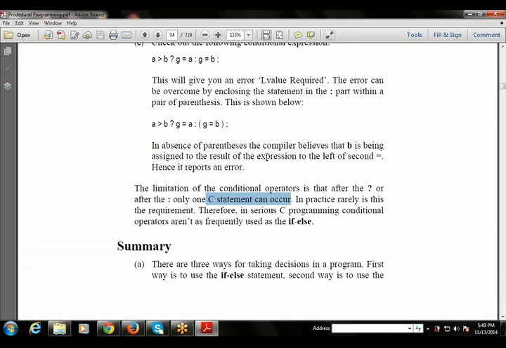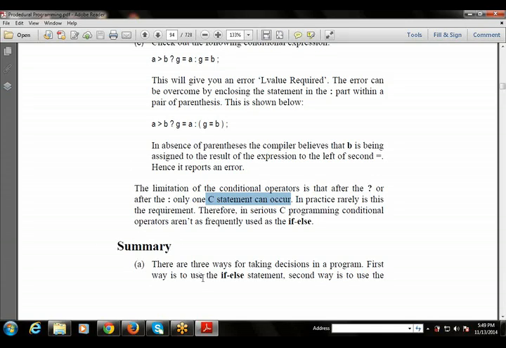Why? The main reason is that there are some limitations, that is only one statement is used before and after the question mark as well as the colon. So this is not a good operator to use. So high-level programmers do not use the C conditional operator, instead they use the if-else statement.